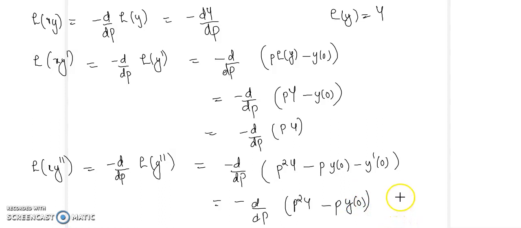So this is the Laplace transform of xy, xy dash and xy double dash. And these formulas are used to solve differential equations. So for example, if you have a differential equation with such terms in it, when you solve this differential equation, we will use these results. Okay. So let us use these results to solve the Bessel's equation of order 0.